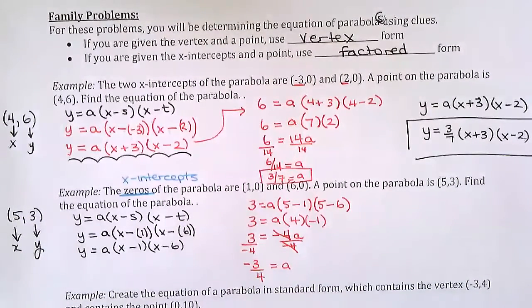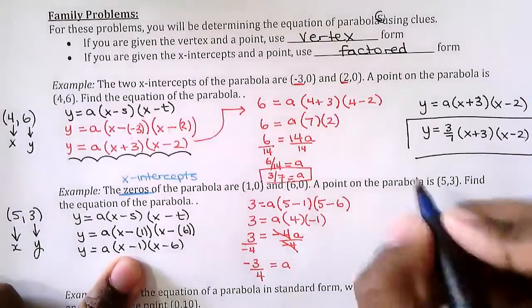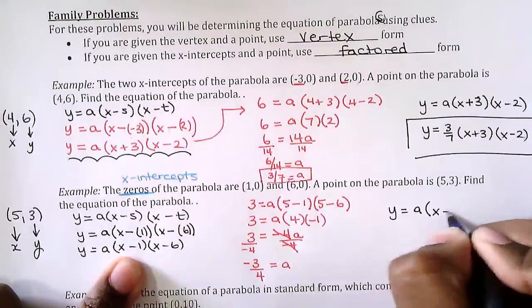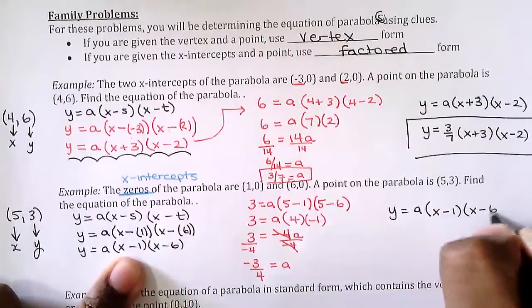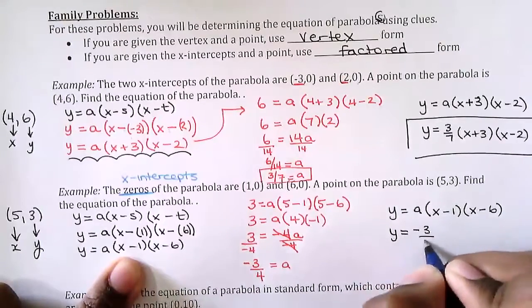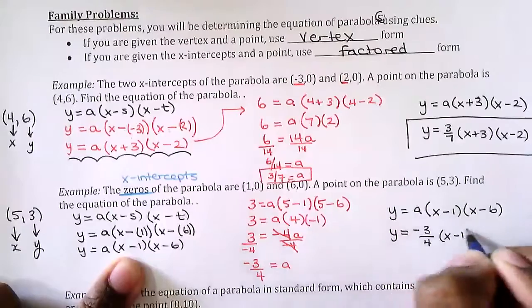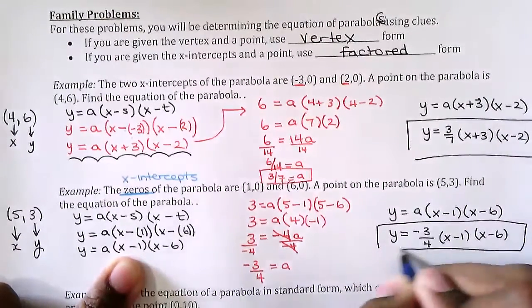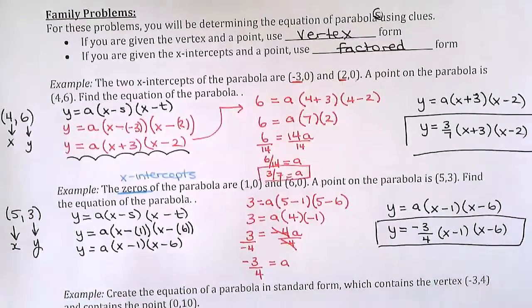Once you have your specific a value, the point is to go back and plug it into this general skeleton equation. So y is equal to a, x minus 1, x minus 6. And we now know that the a value is -3 over 4, so y is equal to -3 over 4, x minus 1, x minus 6. Again, to recap, you want to keep the x's and y's in your final equation. You want to fill in all the other numbers, in this case, the a, the s, and the t.